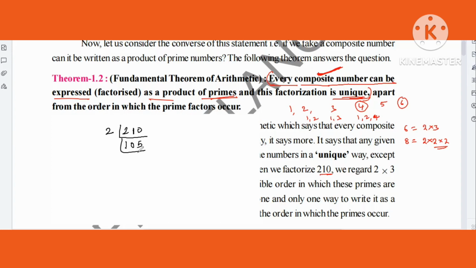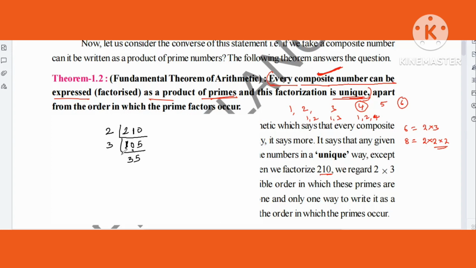So you know how to divide with 3. You can tell whether it is divisible by 3 or not, just by adding the digits. 1 plus 0 is 1, 1 plus 5 is 6. 6 is divisible by 3, so 105 is also divisible by 3. 3 3s are 9, 3 5s are 15. Now 3 plus 5 is 8, so 8 is not divisible by 3, so 35 is also not divisible by 3.